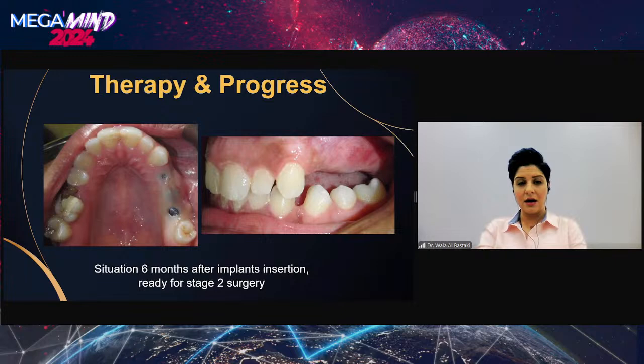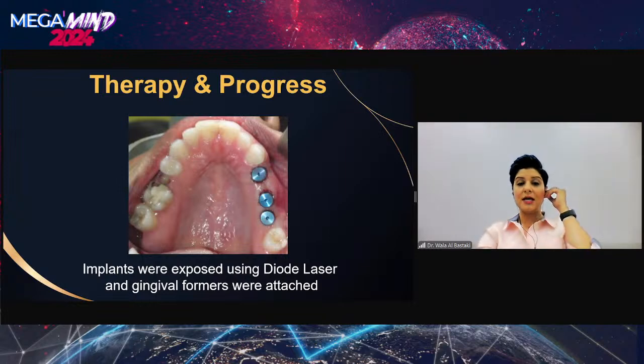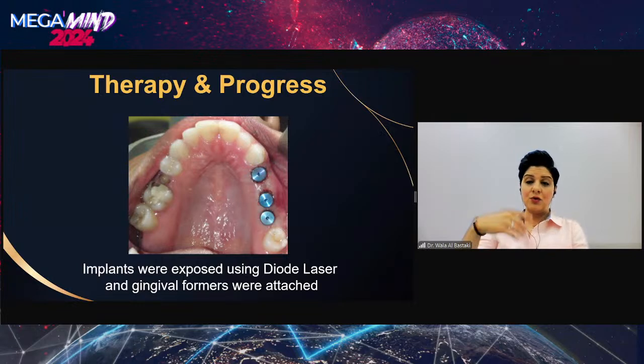In this case, I brought the patient back after 6 months, and I will do stage 2 surgery because, as you see, the implants were submerged. I can see clearly the covering screw of the implant, so I decided to expose the implants using a diode laser to make just a neat cut around the covering screw and to avoid having lots of bleeding and for faster recovery and healing, you know, the magic of laser, I believe.